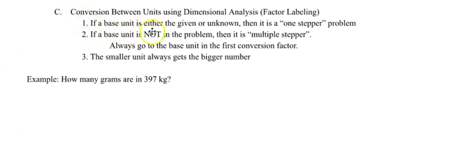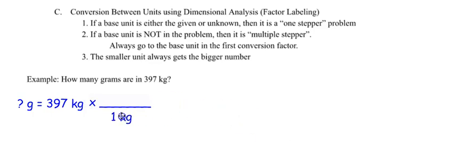So it says if a base unit is either in the given or the known, it's a one-stepper. Grams and kilograms. Grams is the base unit, it's a one-stepper. If a base unit is not in the problem, then what I call a multiple stepper. You always go to the base unit in the first conversion factor. And don't forget, the smaller unit always gets the bigger number. So what's my step number 1? Question mark, unknown is equal to my given. Okay. Now what? I need to put the units of my given in the denominator.